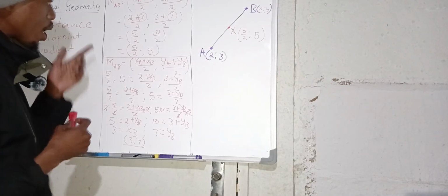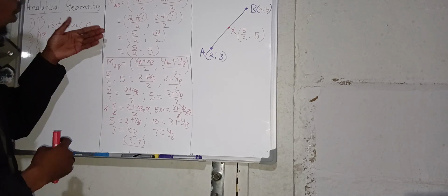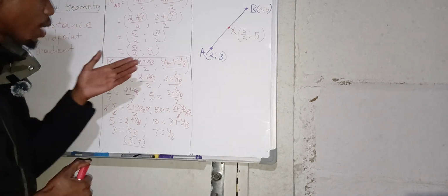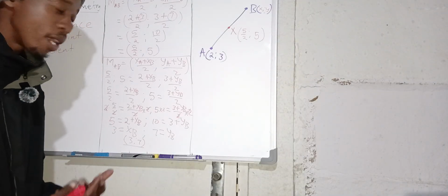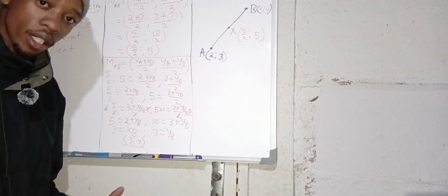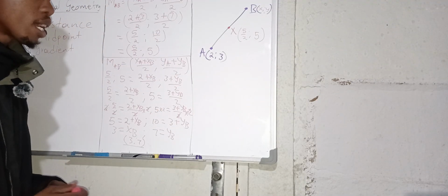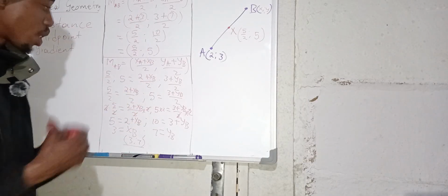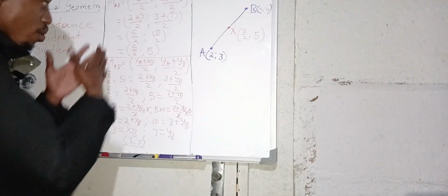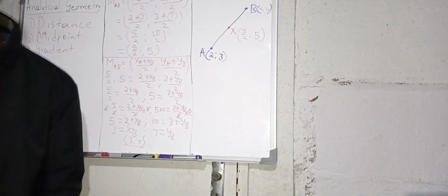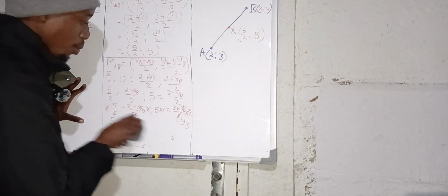So you can have these two types of questions, whereby you will be asked to find the coordinates of the midpoint of line AB, or you can be given the coordinates of the midpoint of line AB and asked to find a particular point on that line. It can be A, it can be B, it can be X, whichever thing they would want you to find. So this is how you do it, and I hope it makes sense. Let's proceed, and then we are going to the gradient.